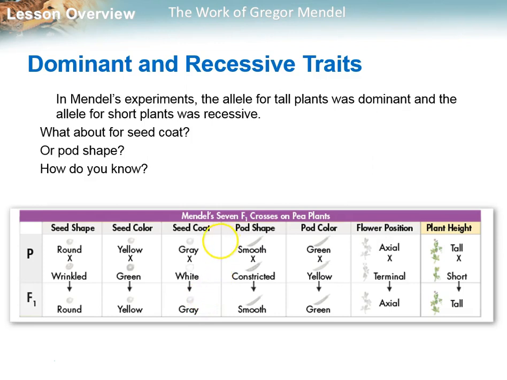Let's look at pod shape. I'm going to let you do this one on your own. Smooth crossed with constricted is going to have what offspring? So which one's dominant? Smooth, right, because the offspring are smooth, so that must be the dominant trait.